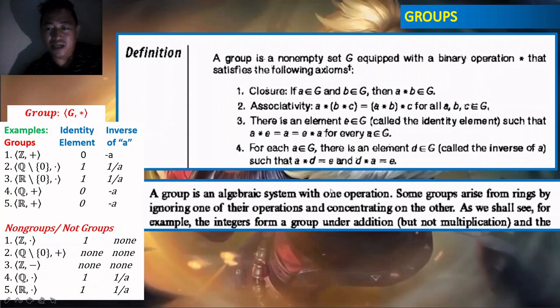Okay? A group is an algebraic system with one operation. Some groups arise from rings by ignoring one of their operations and concentrating on the other. We shall see, for example, that integers form a group under addition but not multiplication.